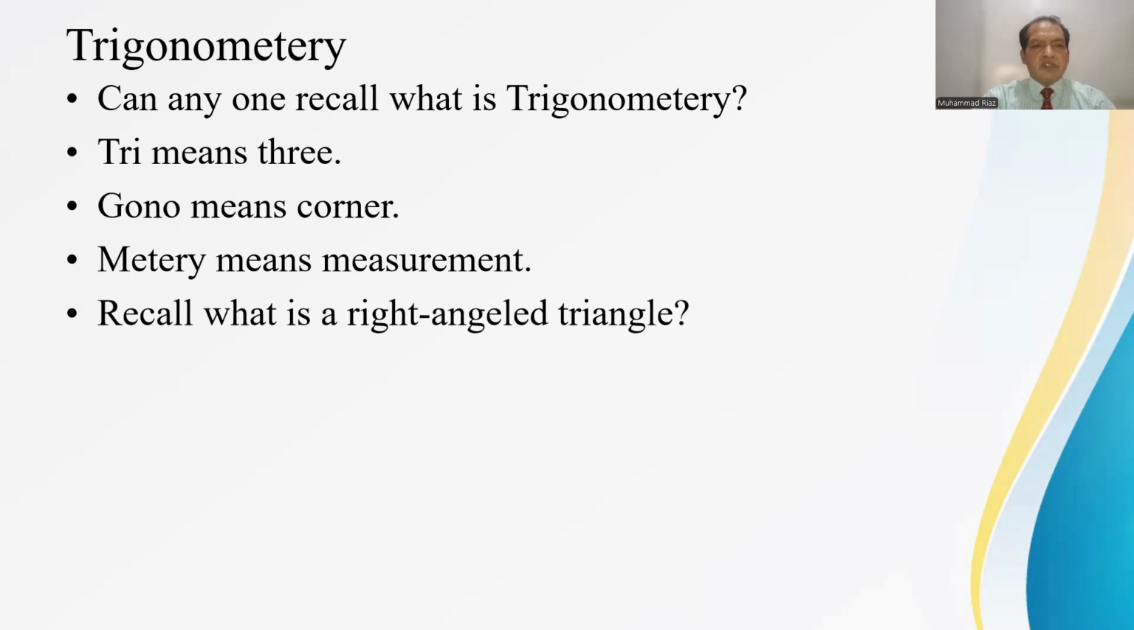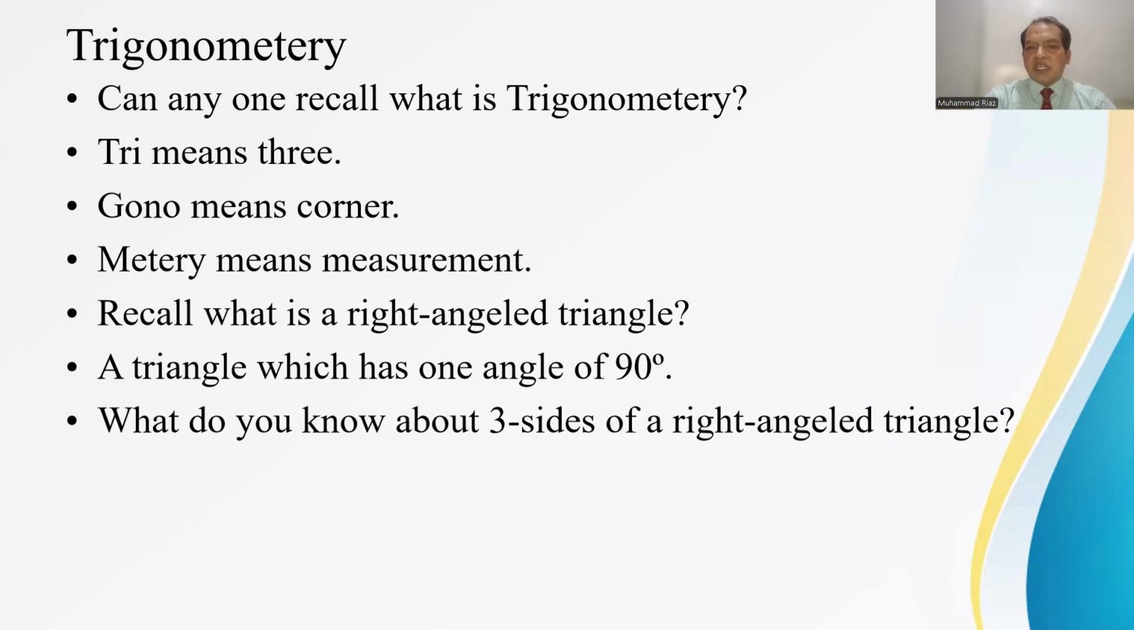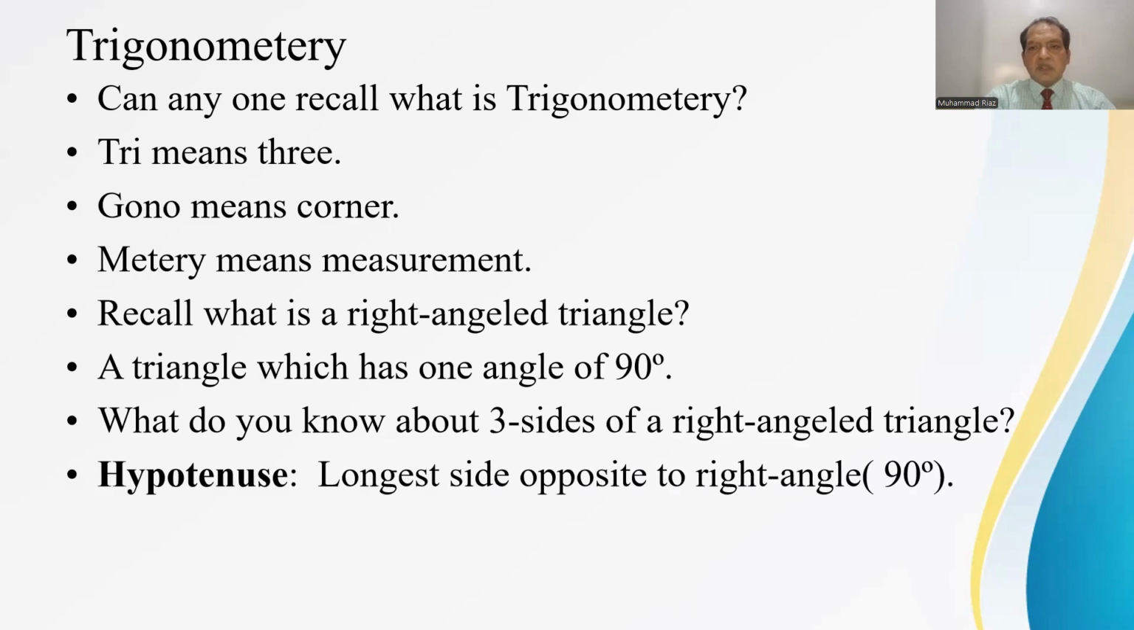Students, can anyone recall what a right angle triangle is? Well, a triangle which has one angle of 90 degrees. Now tell me, how can you identify the three sides of a right angle triangle? The first side is the hypotenuse: the longest side of a right angle triangle, opposite to the right angle, is called the hypotenuse.